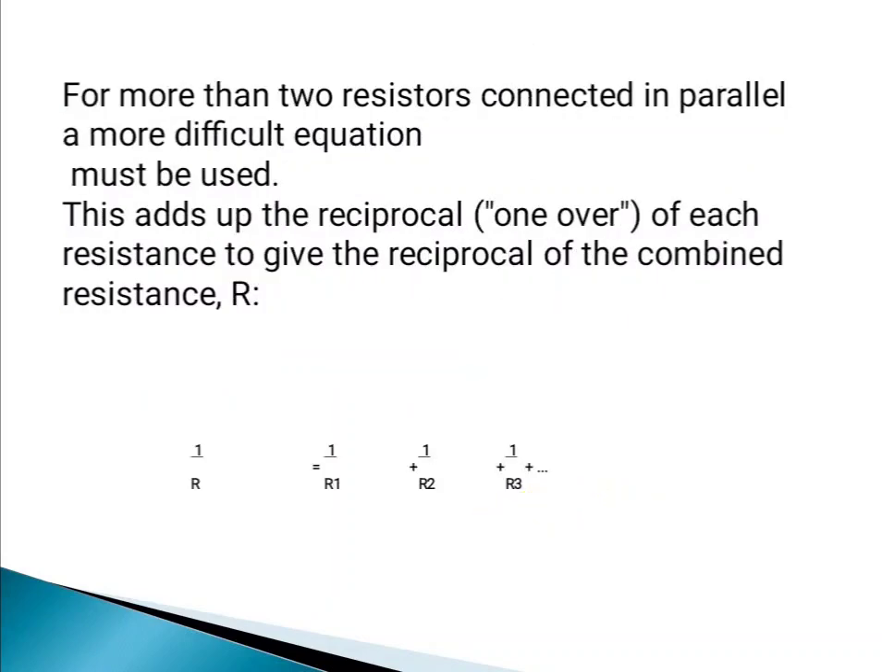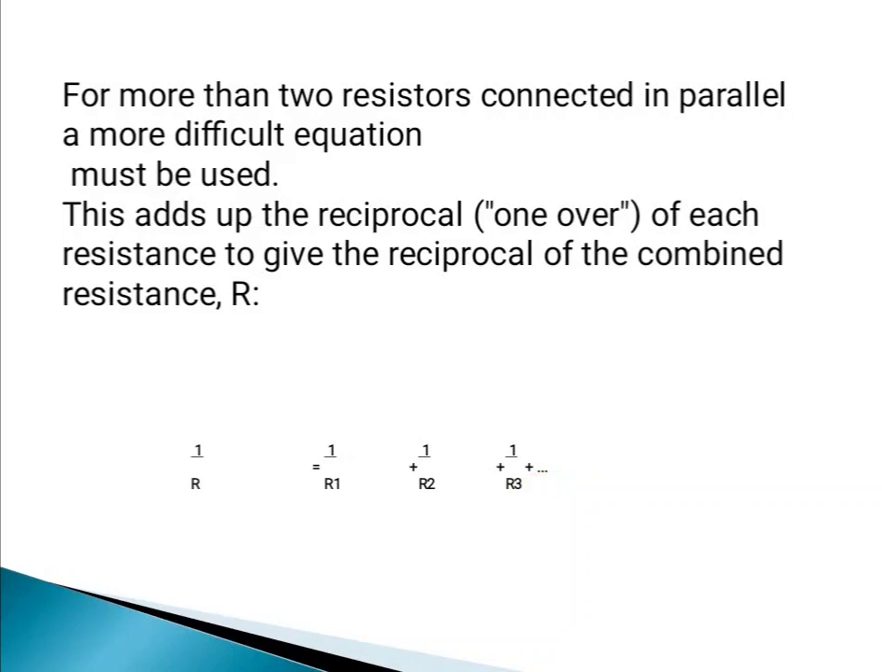But in a similar way, when more than two resistors are connected in parallel, it is very difficult to find out the relation. So you need to add up the reciprocal of each resistance to give the reciprocal of the combined resistance R. If R is the equivalent resistance, then 1 by R is equal to 1 by R1 plus 1 by R2 plus 1 by R3, and so on. So this is how we find out the equivalent resistance R when a number of resistors are connected in parallel.